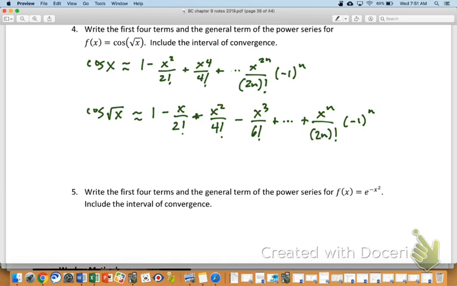What do you guys think about the interval of convergence? Let's start here. What would be the interval of convergence for just cosine of x's power series? Yep, negative infinity to positive infinity. And then what do you think would be the interval of convergence for our power series for cosine of root x? Johnny?